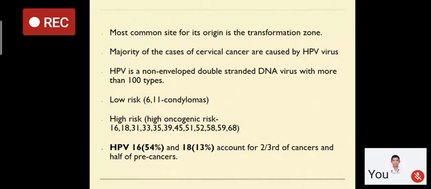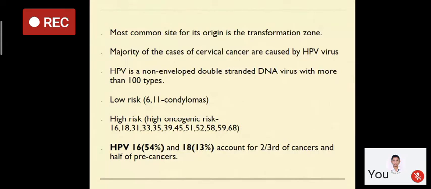Majority of the cases of cervical cancer are caused by HPV infection. I've already told what type of DNA virus HPV is. HPV is a non-enveloped double-stranded DNA virus with more than 100 types. HPV 6 and 11 are related to condyloma occurrence. Warts are low risk, not high risk for malignancy, but lead to condyloma formation. But high risk for malignancy are 16, 18, 31, 33, 35, 39, 45, 51, 52, 58, 59, and 68.